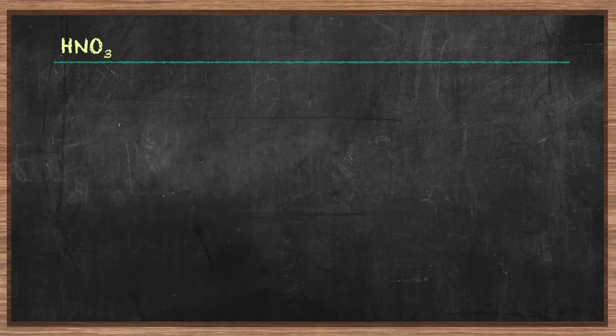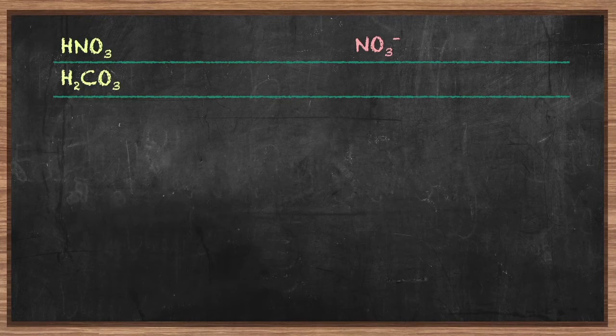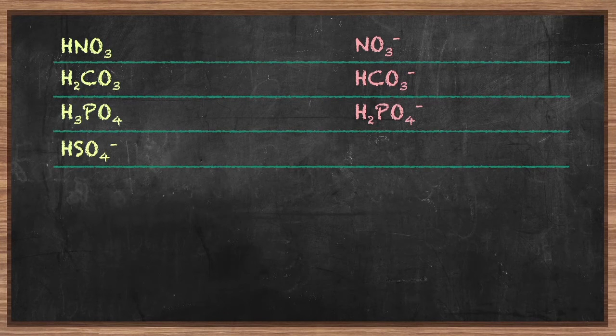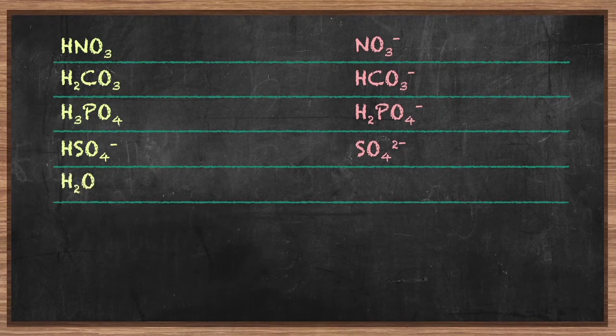Now, let's see if you can predict the formula of the conjugate base of each of the following substances. Work out the conjugate base of carbonic acid when it donates one proton. Similarly, the conjugate base of phosphoric acid when it donates one proton. What is the conjugate base of the hydrogen sulfate ion? And the conjugate base of water?